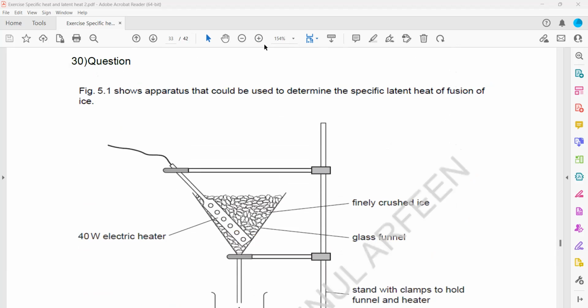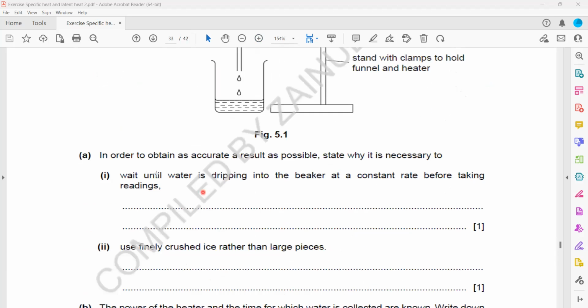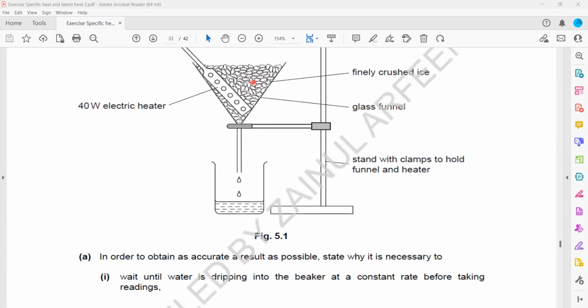Figure 30 is about the specific latent heat. Ice is melting. In order to obtain an accurate result, state why it is necessary to wait until water is dripping into a beaker at a constant rate. Because when the water starts to drip at a constant rate, it means that all of the ice has reached 0 degrees centigrade.